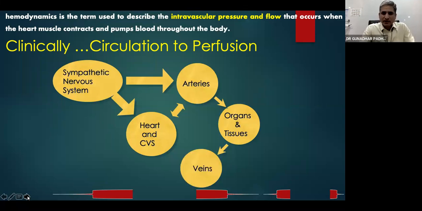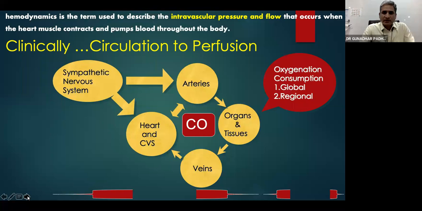The blood which is drained from the organs and tissues goes back to the heart and cardiovascular system. This is how we divide all these things into cardiac output. The most important monitoring is whether the patient is getting adequate cardiac output or not. Ultimately, what we monitor is whether the cardiac output is adequate, whether the tissues are well perfused, and whether the regional oxygen circulation and the global oxygen saturation are healthy. That is what is more important.